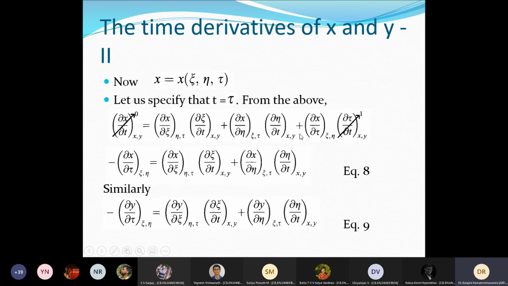So now if you rearrange, take this to the other side. Now in the physical plane, ∂x/∂t at fixed x, y is 0. In the physical plane nothing changes, that's why this becomes 0. And because t is equal to τ, this becomes 1. Now you take it to the other side, minus ∂x/∂τ, which you can evaluate by this expression, equation 8.